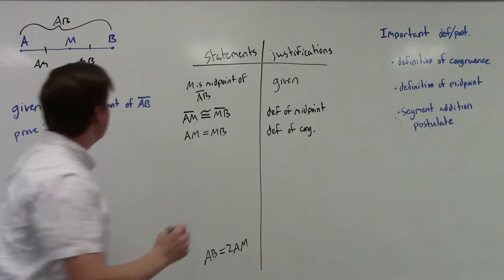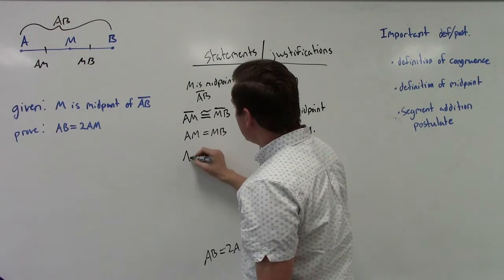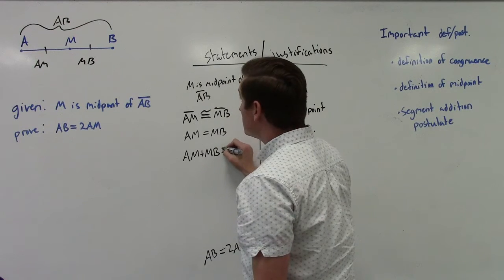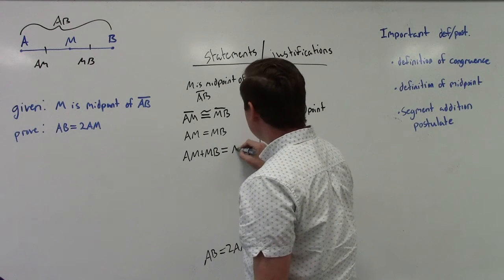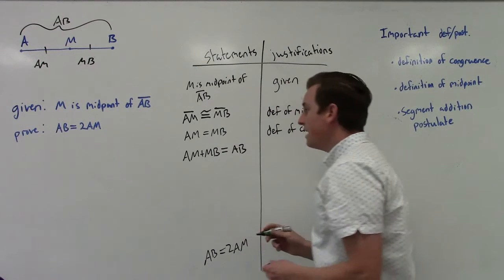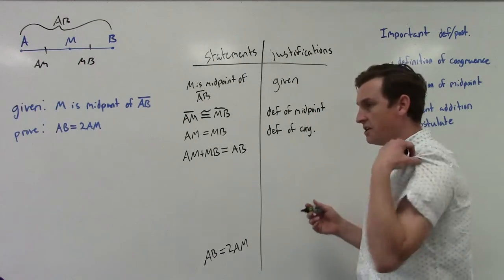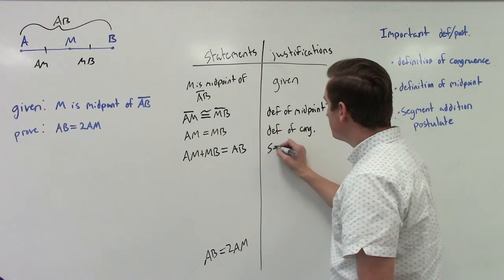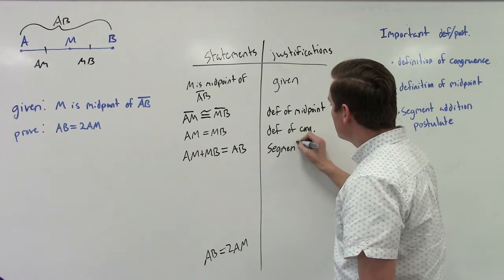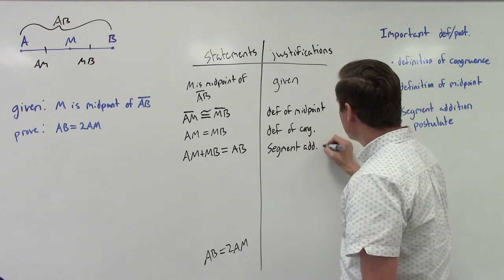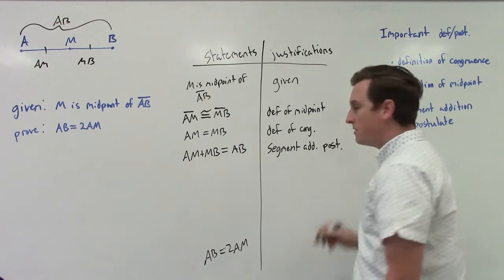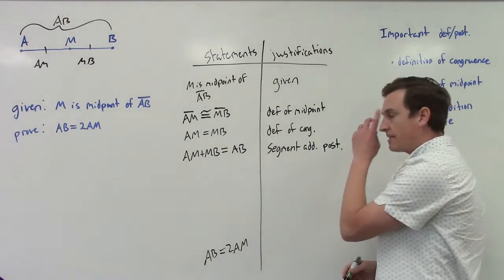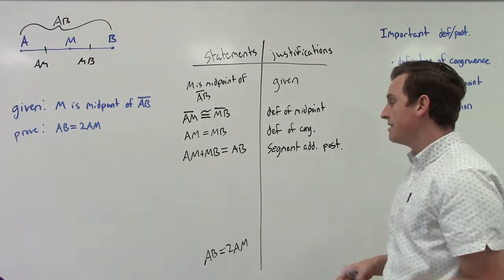Okay, so what we know is that AM plus MB is equal to AB. And how can we say that? What's the justification? We need to build on something that we already know, and it's the segment addition postulate. Right, that's something we knew was true from a couple weeks ago. So that's a fact that we know, right? We're building our case here.